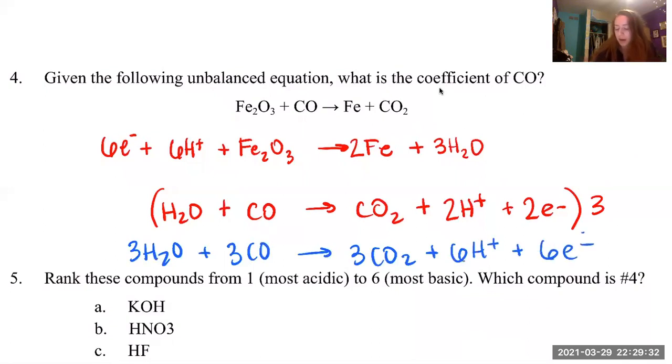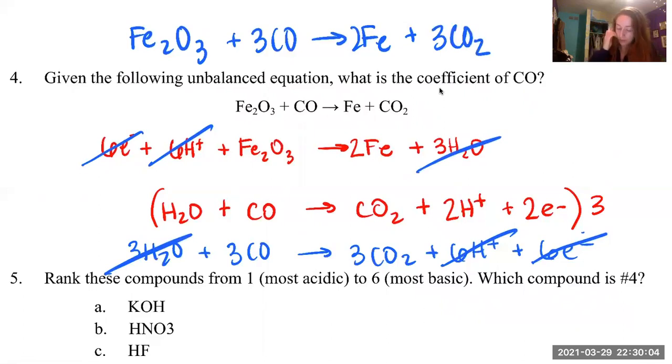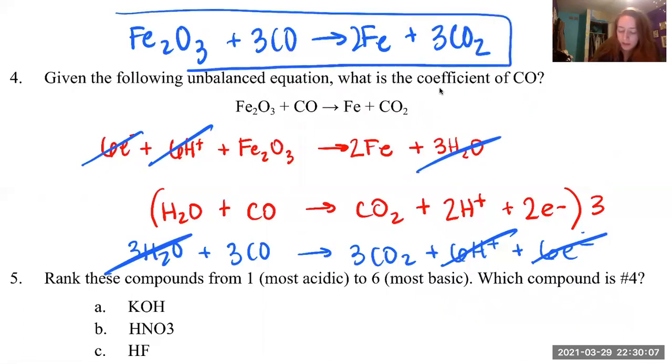Our goal is always to cross out our electrons, so we can do that now. We can also cross out our hydrogens and we're left with a combined equation, I'll write it on top: Fe2O3 plus 3CO. Everything on the right stays on the right again. Oh, we also crossed off our water. Okay, so this will be our final equation. And the question was asking what is the coefficient of CO? And in this case, it is 3. So the answer is 3 here.